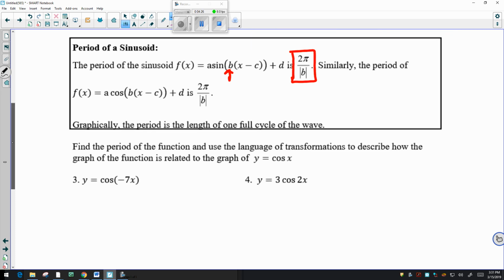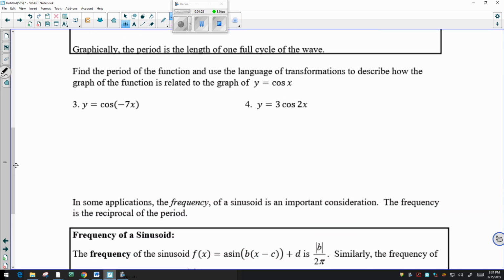Okay, so if we were to look at this numerically, thinking 2 pi over the absolute value of b, b being the number in front of the x variable, I'm going to take a look at cosine, and I see it has a -7. So I want to think again, absolute value of that number. So 2 pi divided by the absolute value of -7. That means I'm going to have a period of 2 pi over 7.